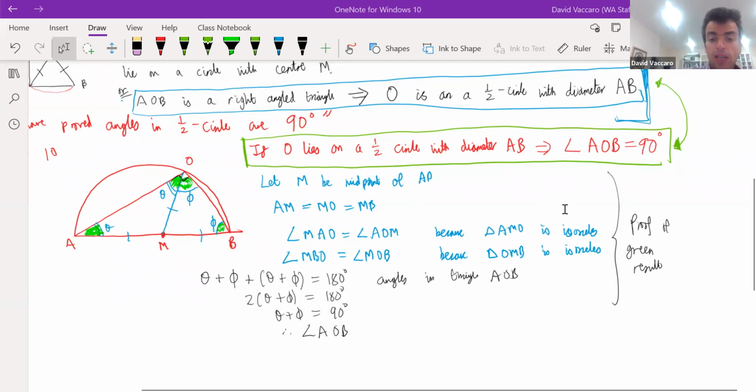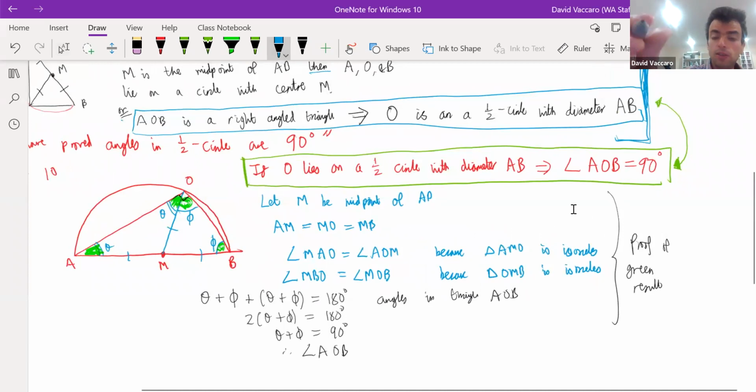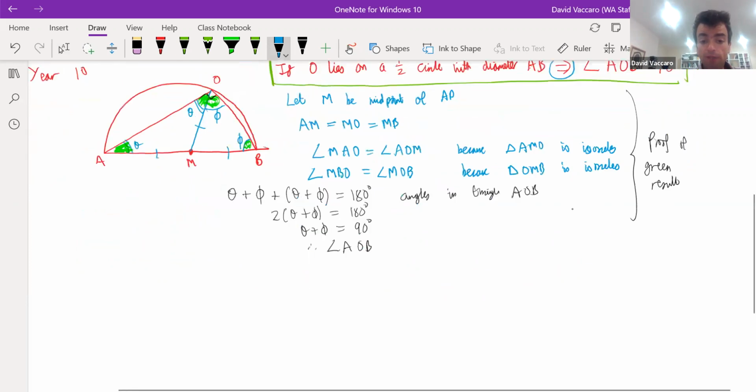So if you just look at it structurally, okay, the difference between the blue statement and the green statement is the way that the logical arrows point. Okay, and the proofs, notice, are quite different.